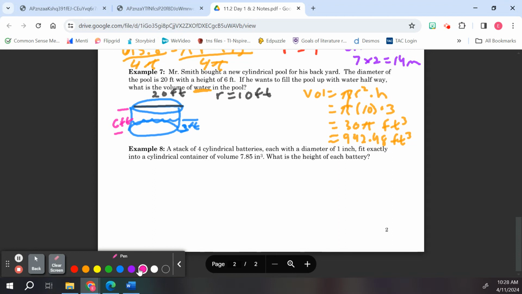All right. Last example. A stack of 4 cylindrical batteries, each with a diameter of 1 inch, fit exactly into a cylindrical container of volume 7.85 inches cubed. What is the height of each battery? All right, so again, if I kind of drew this, here's my cylinder. Okay. So the volume of the container is going to be pi r squared times h.